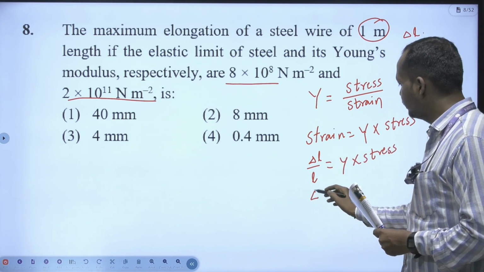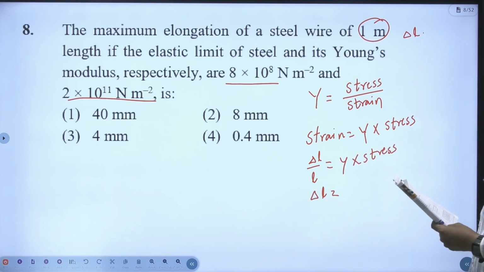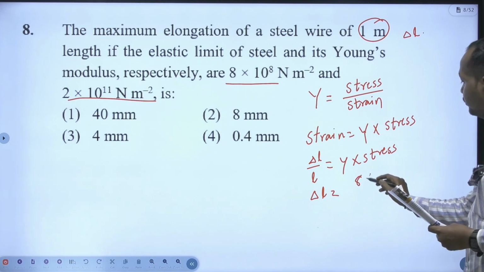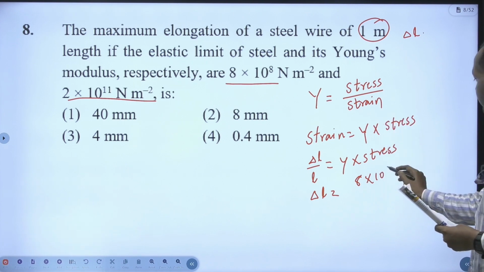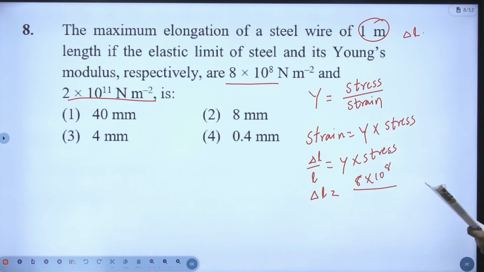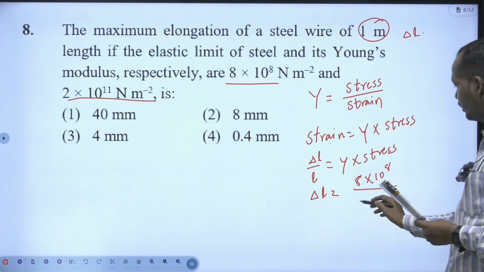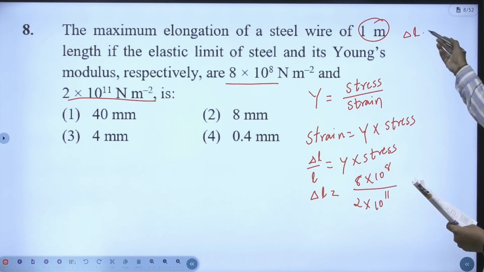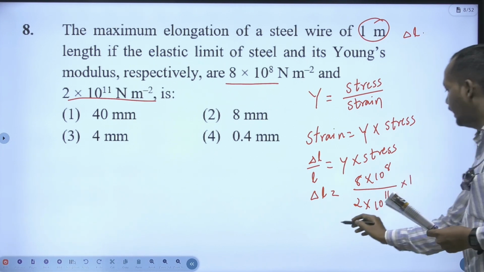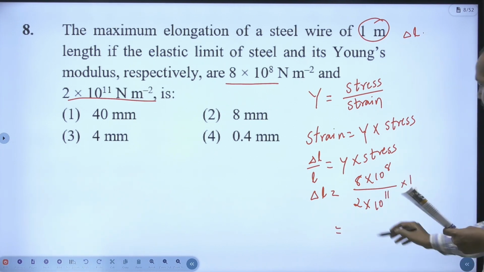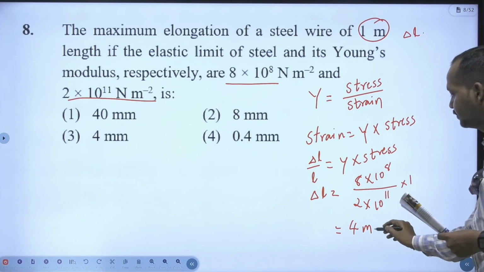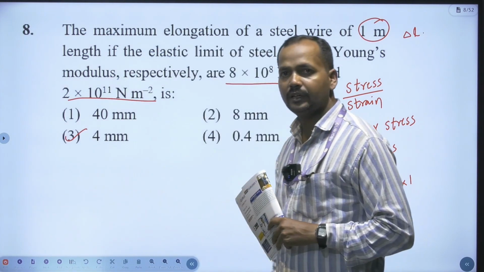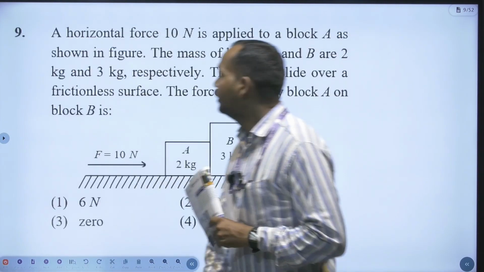Now change in length, if you calculate that, is equal to 8 into 10 raised to 8 divided by 2 into 10 to the power of 11, into 1 meter of original length. Then you will get the answer as 4 millimeter. So the answer is 4 millimeter. Okay dear students, next. Question number 9.